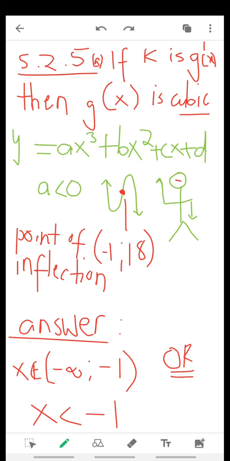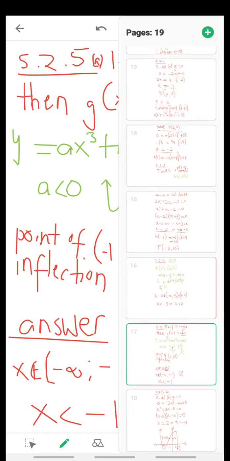Or if you don't like writing it in this fashion, then you can write it in this fashion. These are what we call your set builder notation as well as your interval notation. So you can choose any one of the two. You don't need to write both of them because they mean one and the same thing.